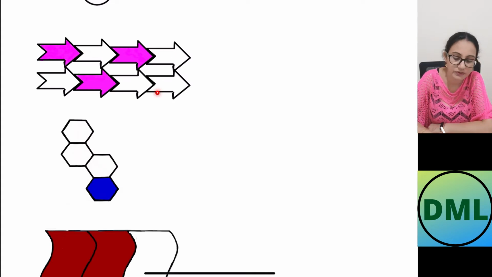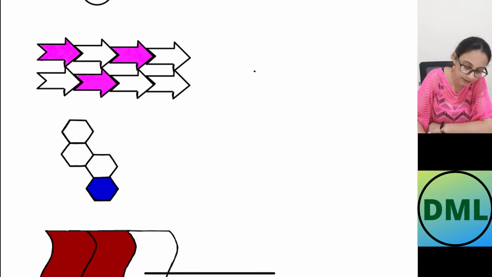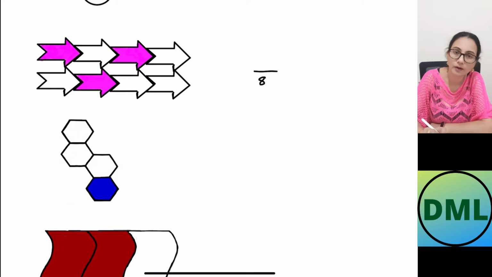So these are the arrows you have, right? So how many colored arrows do you have? So let's see how many figures I have first. I have 1, 2, 3, 4, 5, 6, 7, 8 arrows. So let's write down 8 in the denominator. Now I am looking for the colored arrows.